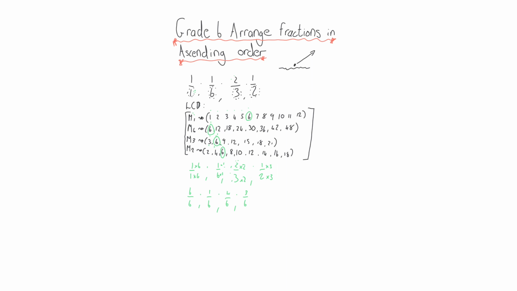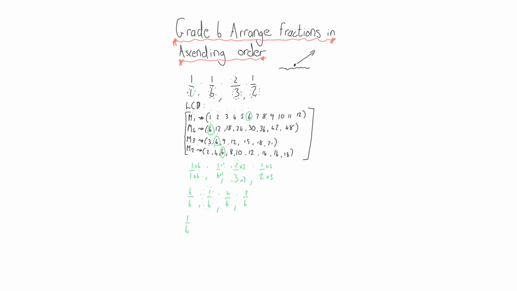6 over 6, right? So which one is the biggest? 6, 1, 4, 3. 6 is the biggest. So, it's not him, because we said we're going to write from the smallest. Okay, so which one is the smallest? This one is the smallest. Is 1 over 6.